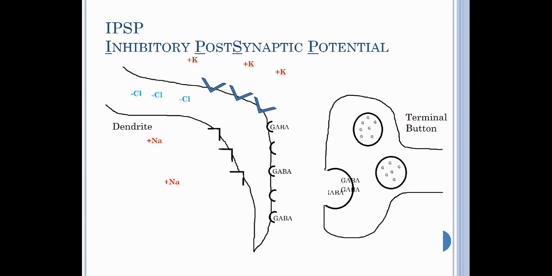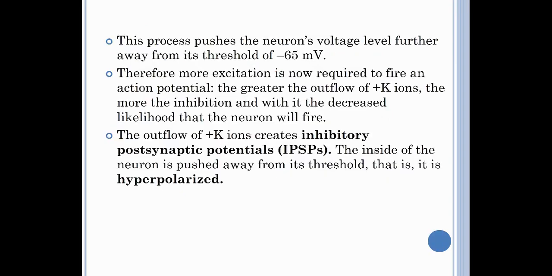The result is to make the negative 70 millivolt potential inside the neuron even more negative. So maybe negative 72, negative 75, or even negative 80 millivolts. This process pushes the neuron's voltage level further away from threshold of negative 65. Therefore, more excitation is now required to fire an action potential.